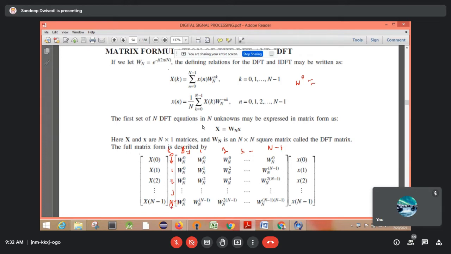This k is what? N minus 1 for the last row. So this will be 0 into 0, so this will be 0. Then w, n minus 1 into 1, so this will be w raised to power n minus 1. Then multiply by 2, so this will be 2 into n minus 1. Then the last element is n minus 1, here also the last element is n minus 1, so the product will be n minus 1 into n minus 1.